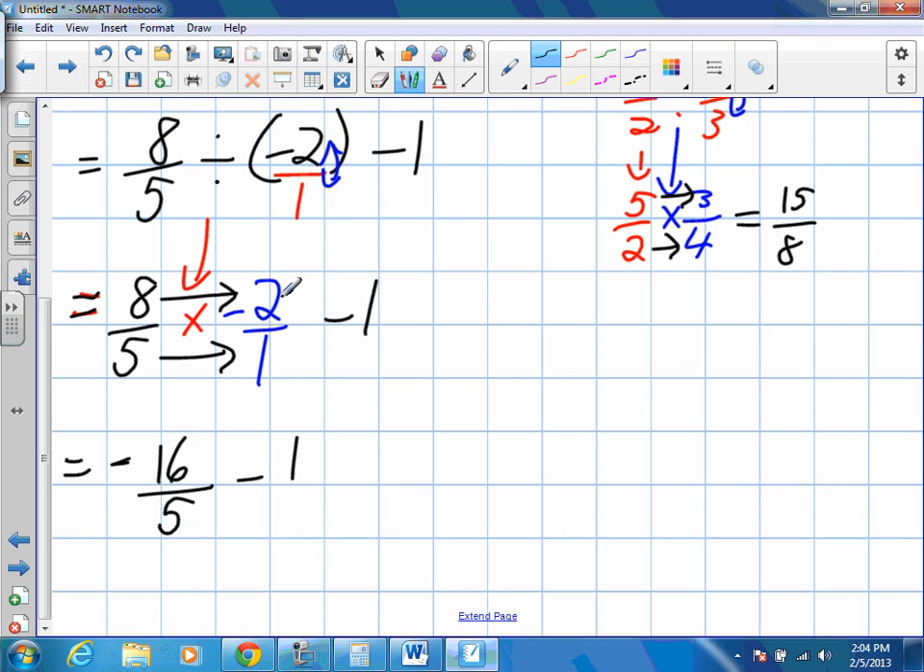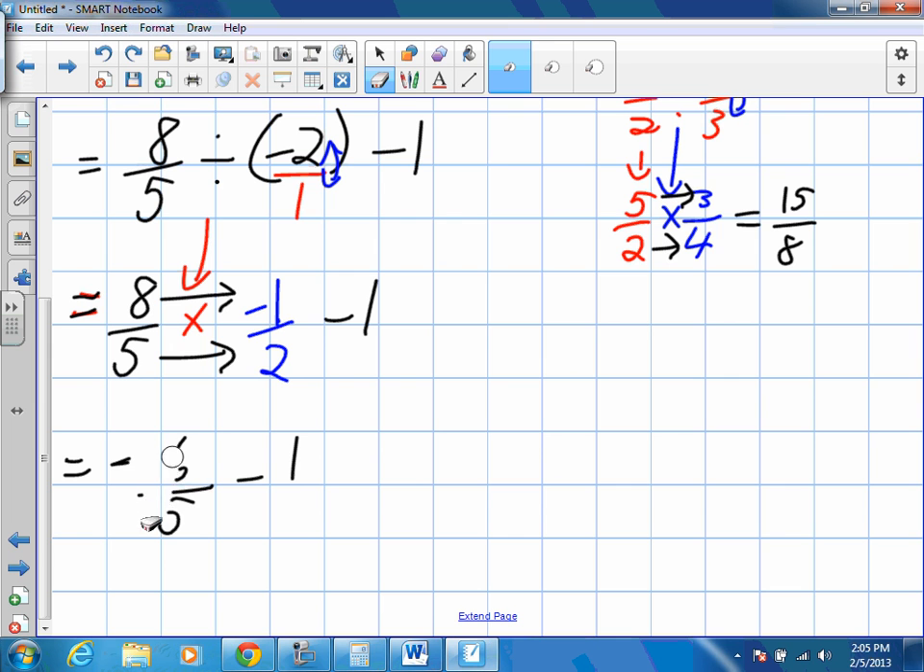Oh, I rewrote it, but I didn't flip it. Let's go back. Thank you. It should have been negative, oh my gosh, I wrote it again like that. -1/2. Good eye. So that changes. Still the exact same process though. 8 by -1 is -8, and 5 by 2 gives us 10. So we have -8/10 subtract 1.